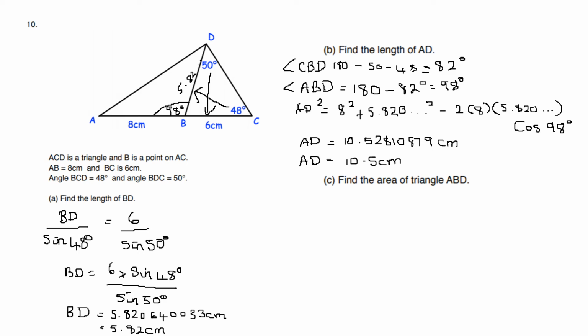Now our final question is to find the area of triangle ABD. So we're going to use the sine rule for area. We've got an angle of 98 degrees here, and we've got a length of 8 centimetres and another length of 5.820640033 centimetres here, which enclose the angle. So the area is going to be half times 8 times the whole of that value that you calculated in part A times sine 98 degrees.